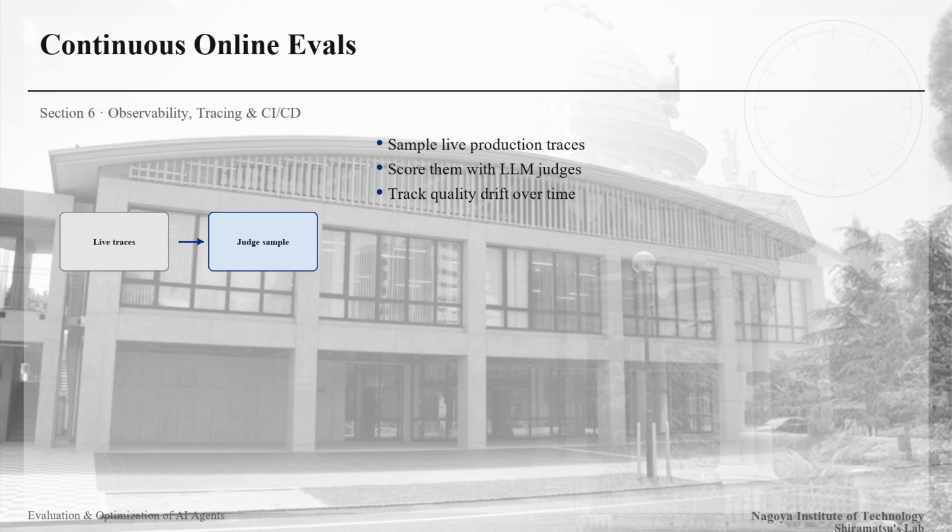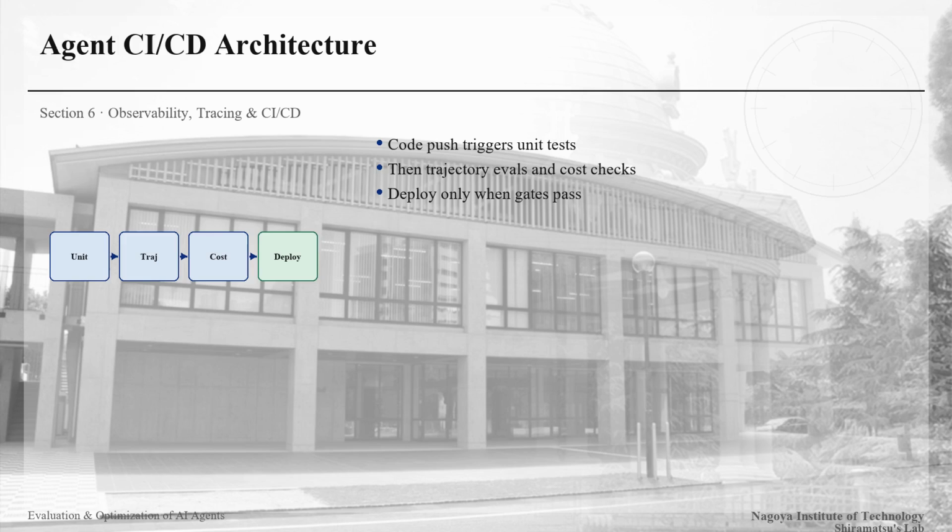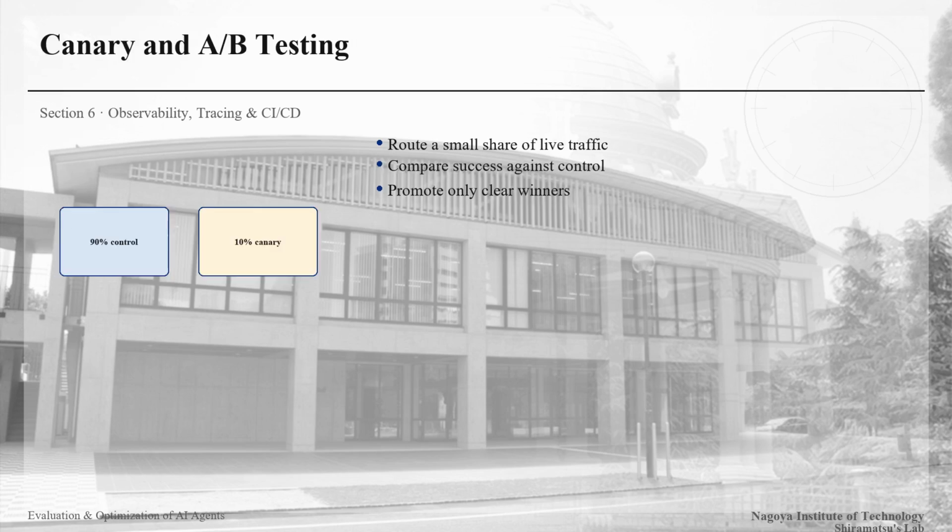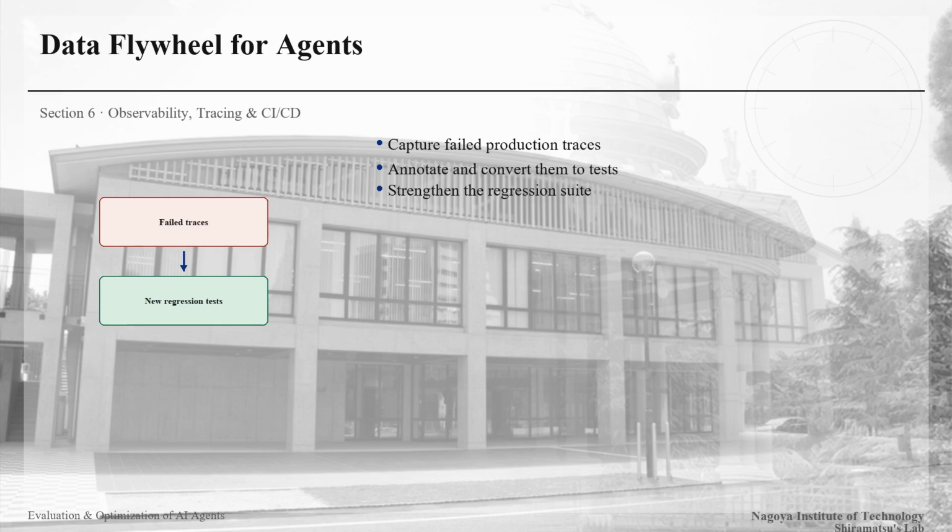Online evals sample production traces through judges to track quality drift in real time. An agent CI pipeline runs unit tests, trajectory evals, and cost simulation before deployment. Canary deployments route a fraction of traffic to a new agent version and compare success rates. A data flywheel turns failed production traces into new annotated regression test cases.